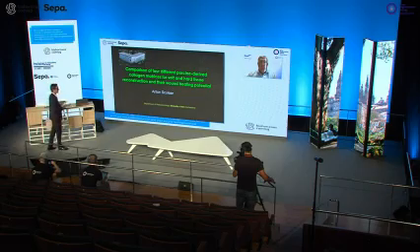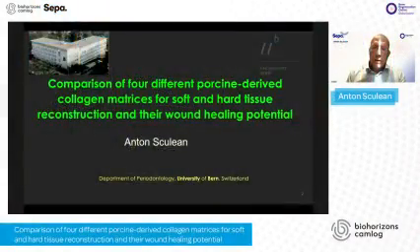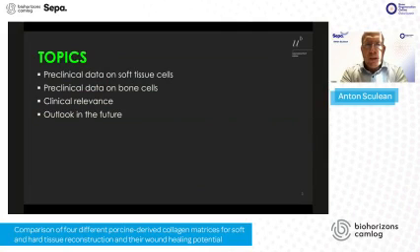and having the possibility to share with you some of our data. And I will start with the topics that we would like to address. Namely, I would like to present some data on the interactions regarding the different matrices that we have for soft tissue cells, some data on bone cells, and also to point to some clinically relevant aspects before making some conclusions related to the outlook in the future.